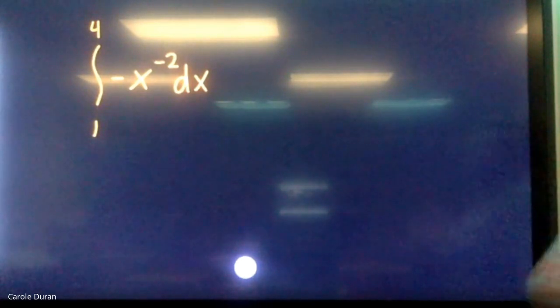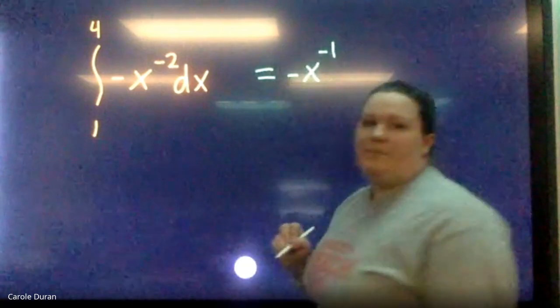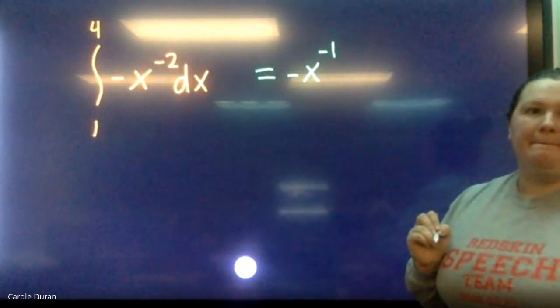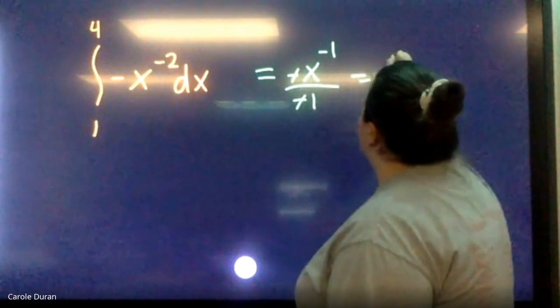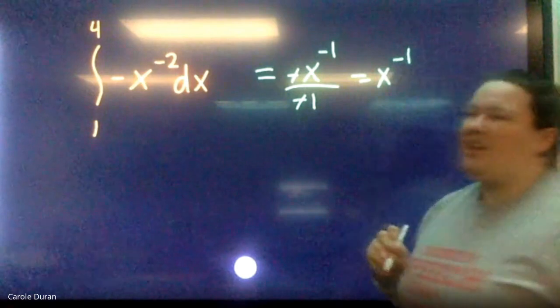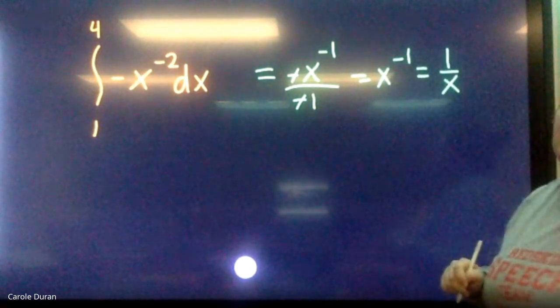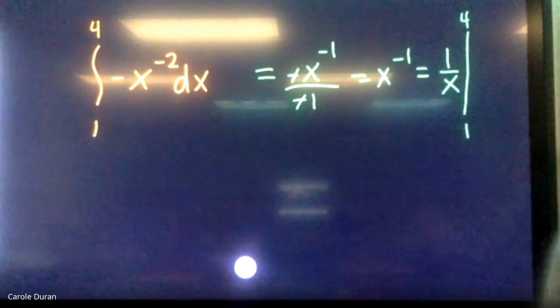What am I going to do to find the antiderivative here? So that becomes a negative 1 exponent, and then what? Divide that exponent out, which means my negatives cancel, and I just have x to the negative 1, which if you wanted to, you could just put as 1 over x, because that's the same thing. And then I solve it at my integral domain.